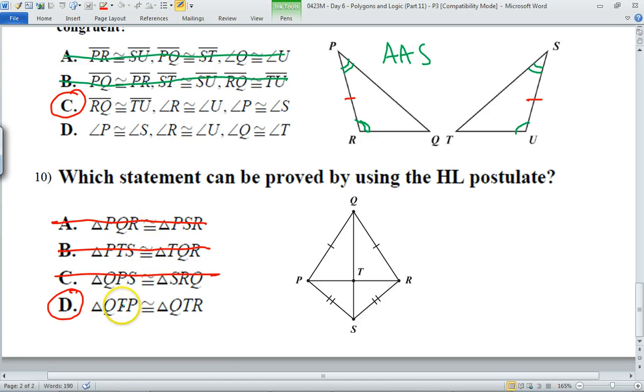Let's see, QTP. QTP is this triangle over here. And then we've got QTR. So QTR is this triangle over here. Using the Sawyer rule. Sawyer, do not draw on my board this one.